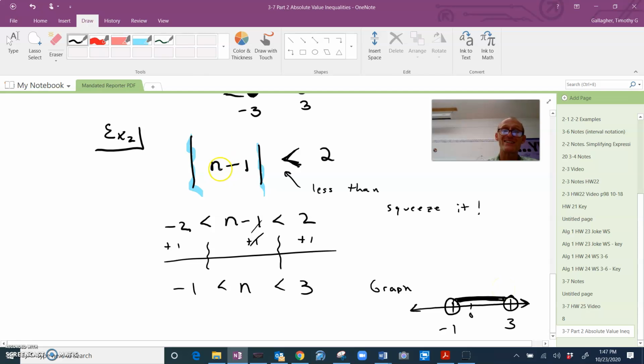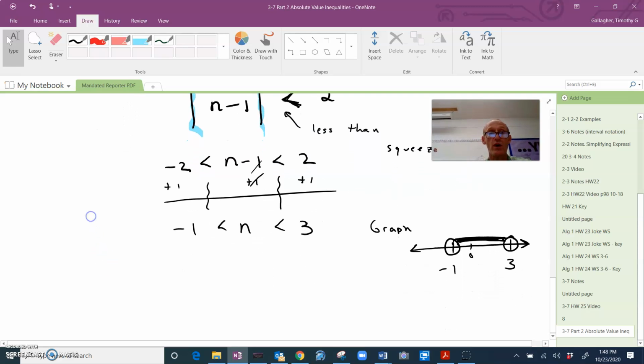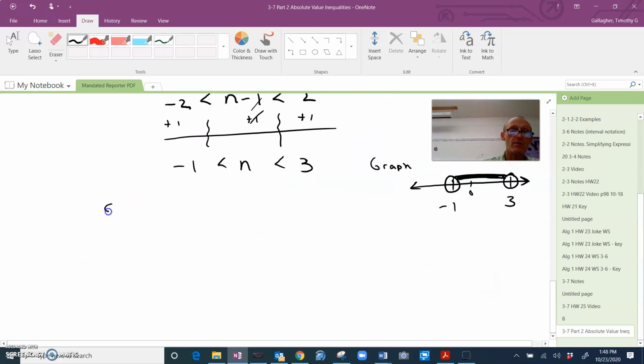So if I put this into the absolute value bar, any one of these numbers will give me a true inequality for this inequality here. So less than is squeezing in, and the absolute value is smaller than. Remember, it can have positive and negative for absolute value. So if it's less than a number, then it's squeezed in. If it's greater than a number, then it's pushed out. Okay? So let's look at another example.